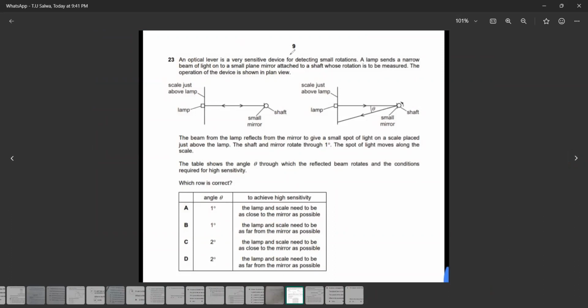An optical lever is a very sensitive device for detecting a small rotation. A lamp sends a narrow beam of light on a small plane mirror on a shaft whose rotation is being measured. The beam of the lamp reflects from the mirror to give a small spot of light on the scale. The shaft and the mirror rotate through an angle of 1 degree. The spot moves along the scale. The angle theta shows through which the reflected ray will rotate.